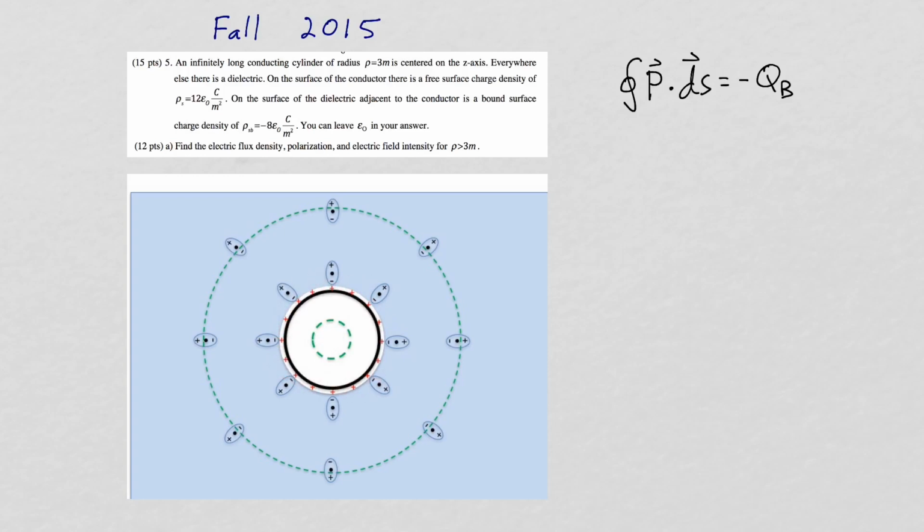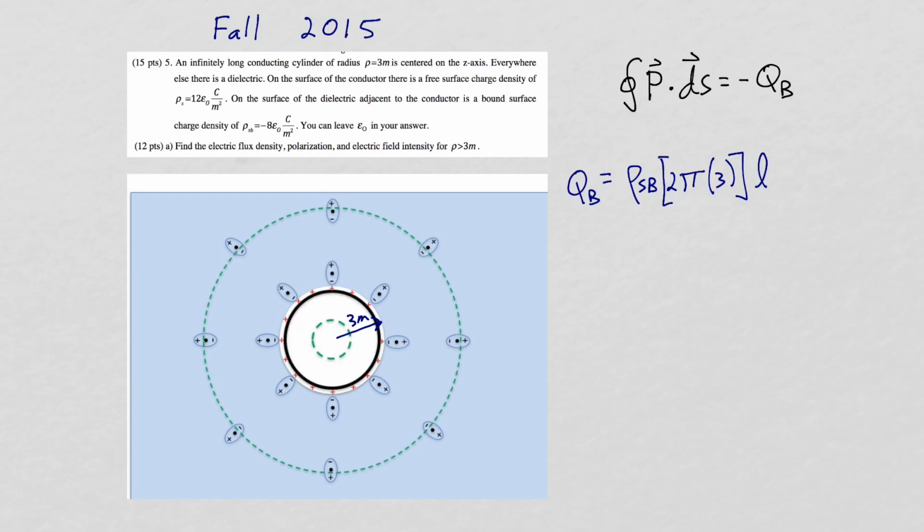dielectric. So that bound charge is going to equal the bound surface charge on the inner wall of the dielectric here times the area of the side of that cylinder, which is 2 pi times the radius, the inner radius, which is 3 meters, times whatever length we've picked for the cylinder in the z direction.